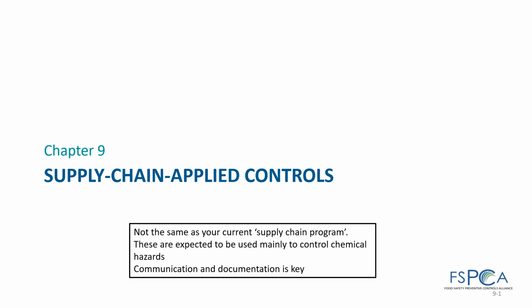Hello and welcome to Chapter 9 of our FSPCA curriculum on preventive controls for animal food. In this chapter, we are going to cover a type of preventive control called a supply chain applied control.